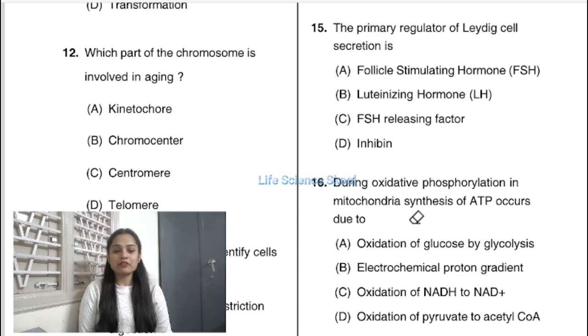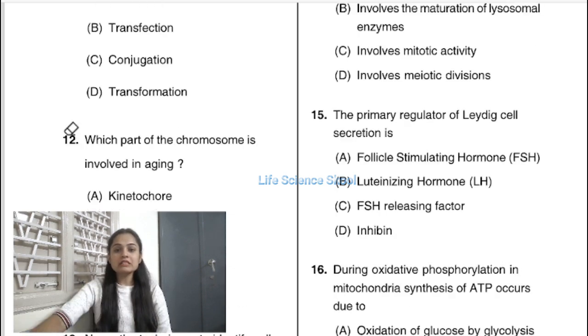I'm going to start from where I left off, because I have solved up to 14 questions in the part 2 video. Now I will begin with the 15th one. The 15th question is like this: the primary regulator of Leydig cell secretion is. Options are: option A, FSH, that is follicle stimulating hormone. Option B, luteinizing hormone. Option C, FSH releasing factor. Option D, inhibin.